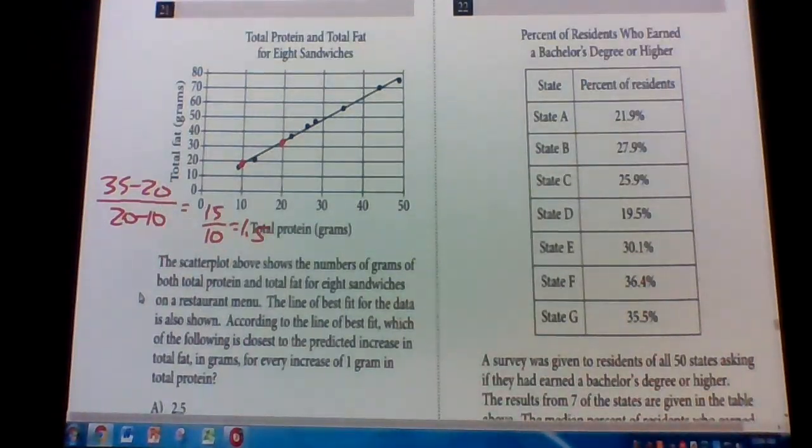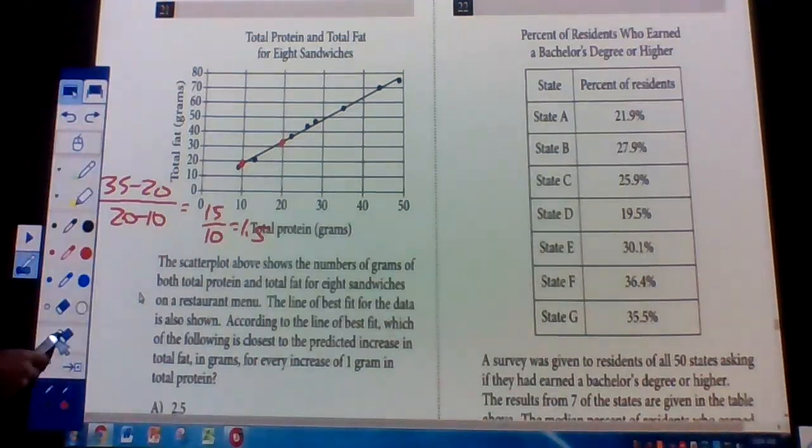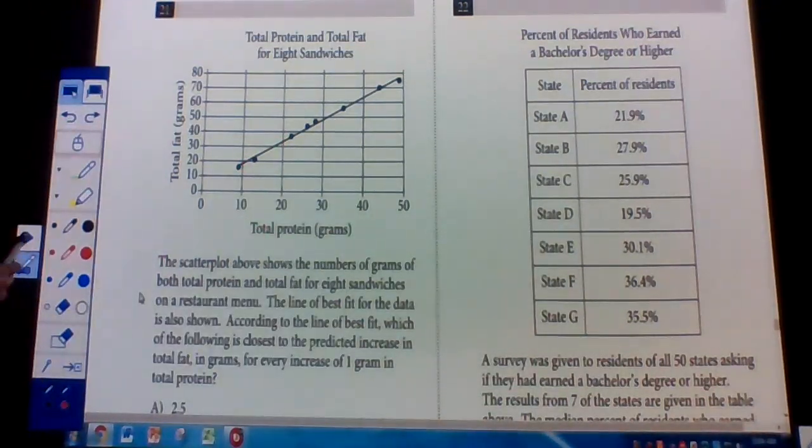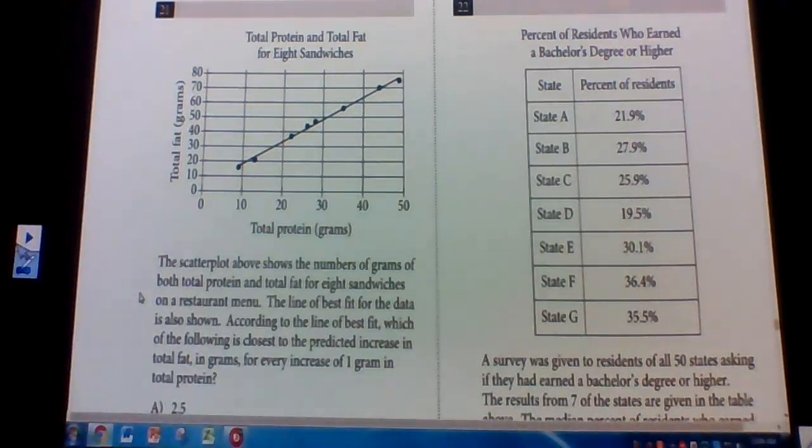Okay, 22. We gotta zoom out for this one. They give us some percentages of residents with bachelor's degrees in different states. 1, 2, 3, 4, 5, 7 different states.